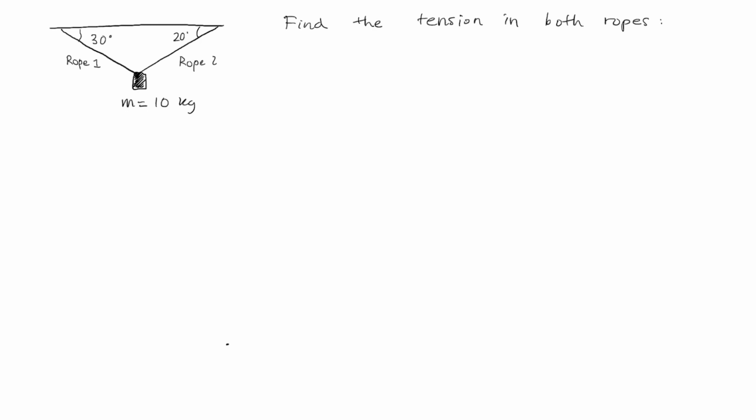In this question, we have a weight, which is being suspended in the air by two ropes, and we are asked to find the tension in both ropes. Now, the first thing I always do is draw a free body diagram.